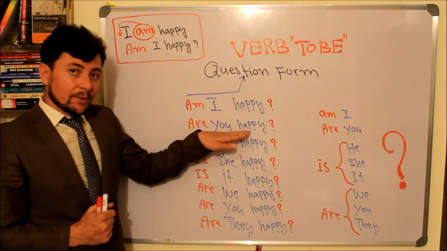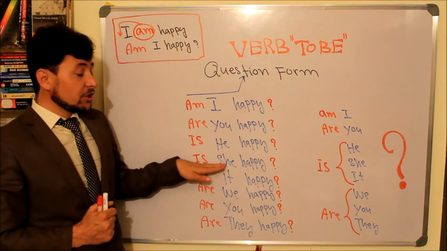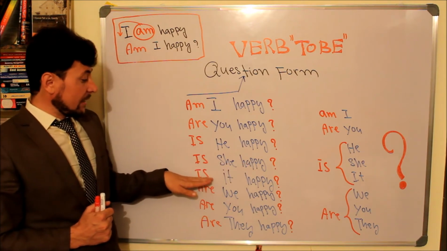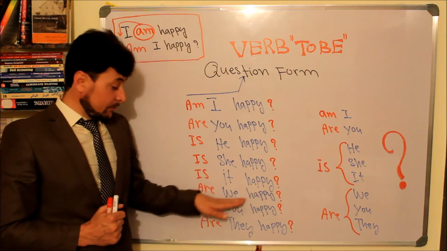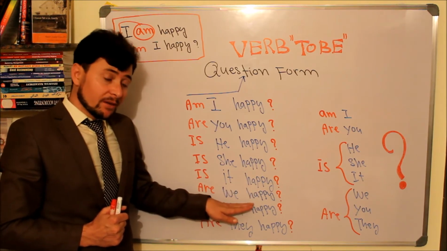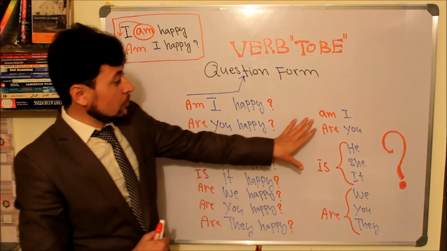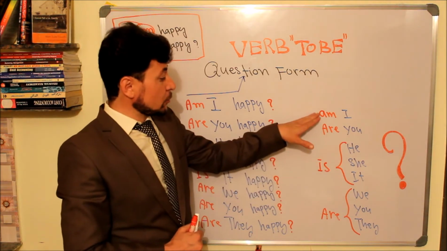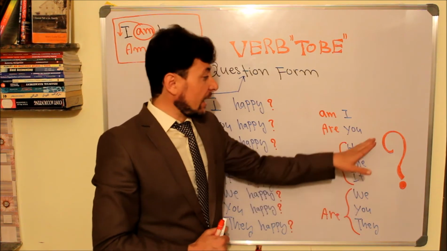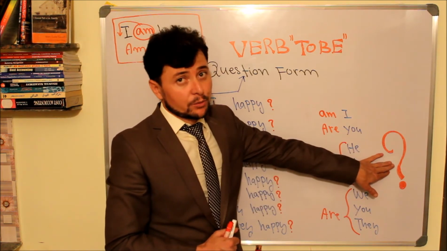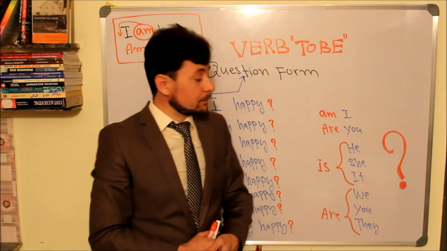Are you happy? Is he happy? Is she happy? Is it happy? Are we happy? Are you happy? Are they happy? And look at this form. First we have verb to be, then we have subject, and after that we have question mark. If you forget the question mark, your sentence will be wrong.